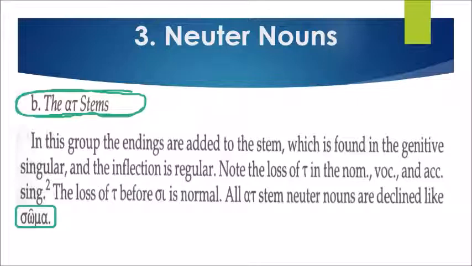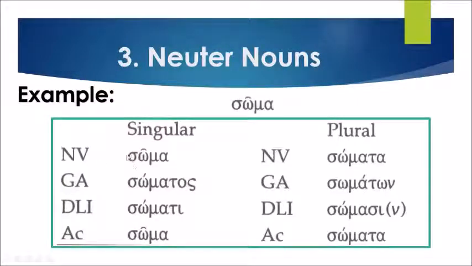What do you mean by soma? It means body. So in the nominative vocative, here in the neuter, we can see that we have both, no? Nominative and vocative, both in singular and plural. The nominative, it is soma. The GA, it is somatos. So you add the tos ending in the GA. And the DLI becomes somati.